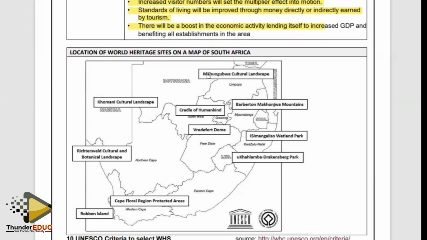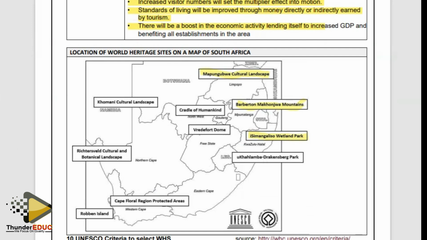I'll start with the first one. The first one is Mapungubwe. Mapungubwe is located in the northernmost part of South Africa in Limpopo province. Then to the right, we have the Barberton Makhonjwa Mountains, which are considered to be the oldest rocks in the world. Then immediately below that, on the eastern side, we have Isimangaliso Wetland Park, which is considered to be one of the areas with the greatest biodiversity of fauna.